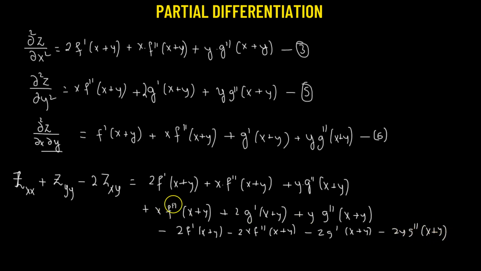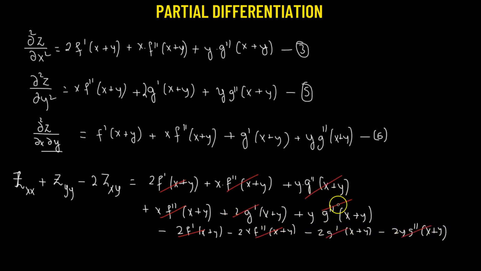Okay, so here we have 2 f prime of x plus y, and this negative 2 f prime of x plus y cancels out. We have x times f double prime of x plus y added to x times f double prime of x plus y, so this will get cancelled out with this term. Then we have this term and this term cancelling out with this term and this one.